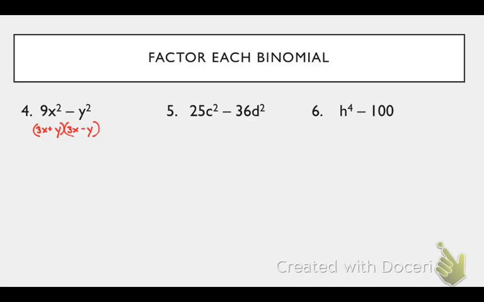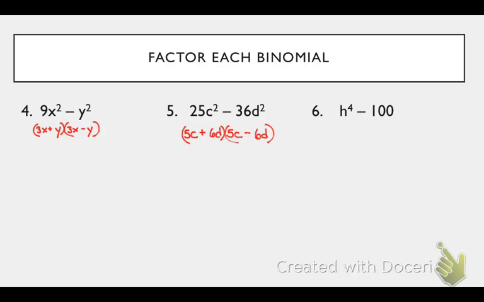In number 5, it's getting slightly more complicated, but you still ask the same questions. Is it a perfect square minus a perfect square? And square root of 25 is 5, square root of c squared is c. So 5c, square root of 36 is 6, square root of d squared is d, so 6d. One's a plus, the other is a minus, by the difference of squares pattern.